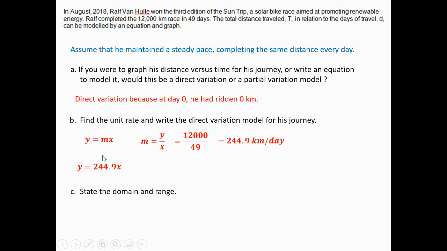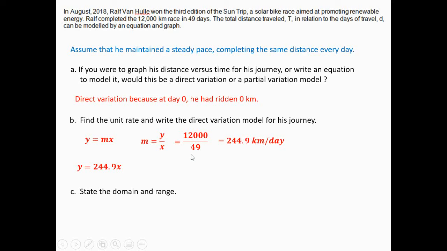Okay, so state the domain and range. We've talked about this during this unit. Domain are the inputs, range are the outputs. So what are the possible inputs here? And remember, in this model, our x, that's our domain, right? Our x values are the days, because it's kilometers per day.